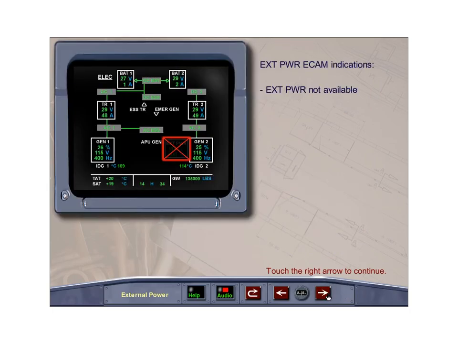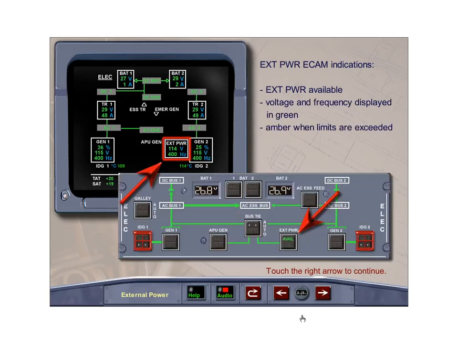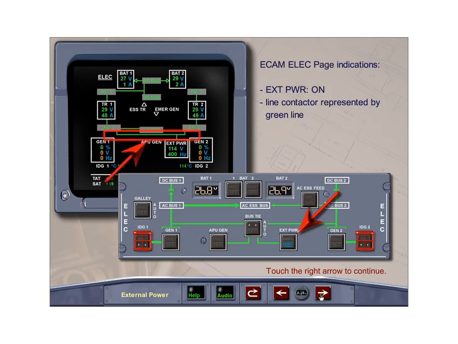The ECAM electrical page does not display any external power indications when external power is not connected to the aircraft. When external power is available, the label External Power is normally displayed in white, changing to amber if voltage or frequency exceed limits. Voltage and frequency are normally displayed in green, changing to amber when normal operating limits are exceeded. When external power is selected on, the ECAM electrical page displays the external power line contactor as a green line.